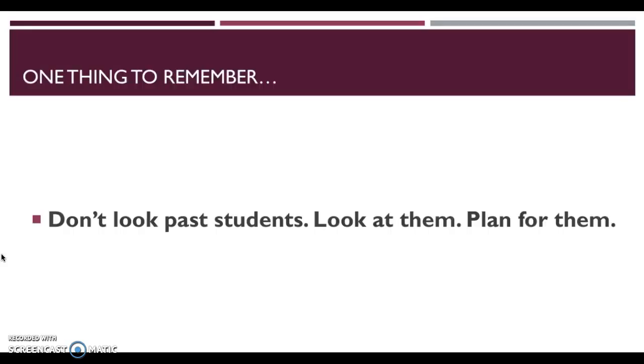So if you're going to remember one thing from this, I would just say don't look past students, look at them and plan for them. So we want to look at students for who they are and how they learn. Try to figure them out. Try to get to know them. And I think it really shows that we care about them when we try to differentiate. And then we want to plan for those things. So this is the proactive part, the anticipating. This is everything that happens beforehand. We want to plan for them, and then we want to use that in the classroom.